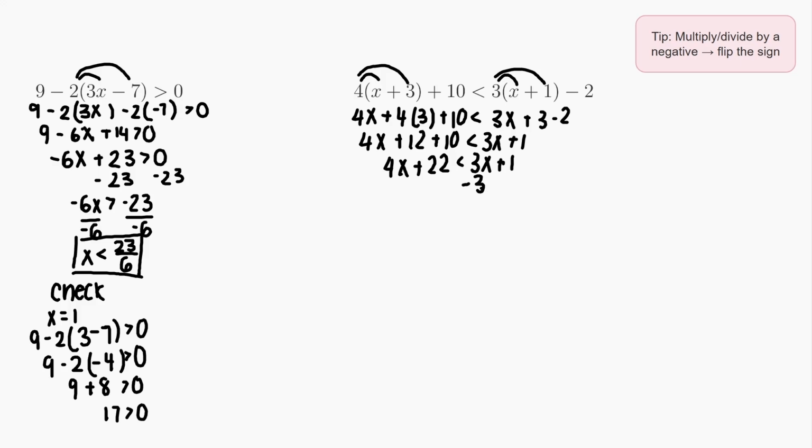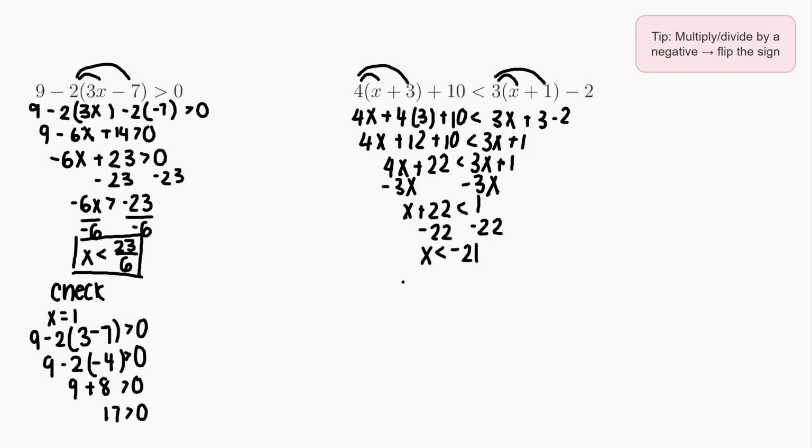We're going to subtract both sides by 3x. We get x plus 22 is less than 1. We're going to subtract by 22 on both sides so we can move the constants to the right. We get x is less than 1 minus 22, which is going to be negative 21. So any answer that's less than negative 21 should work.